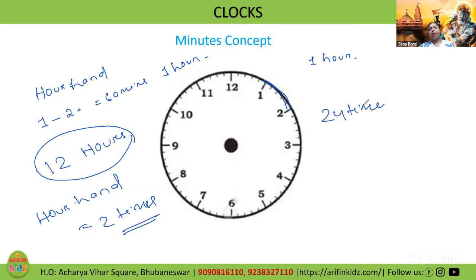This is one of the important questions, beta. Maybe it will come in your exam. It can come in your school exam also or in Olympiad also. Remember, this is a point to be noted. Minute hand will take 24 rotations, but the hour hand can do 2 full rotations. Is that clear? Very good.